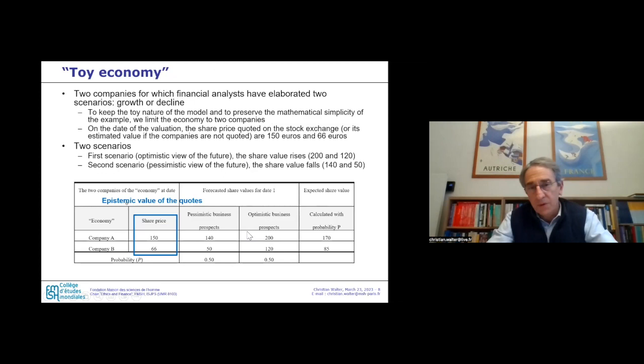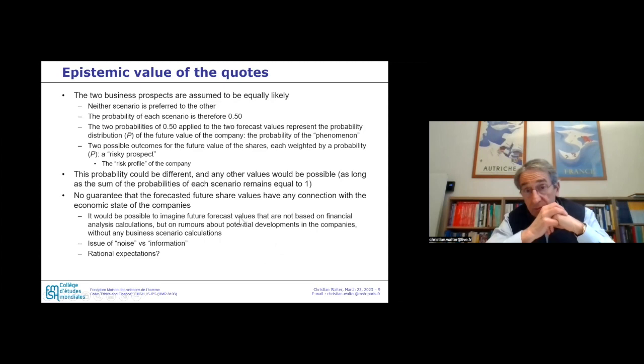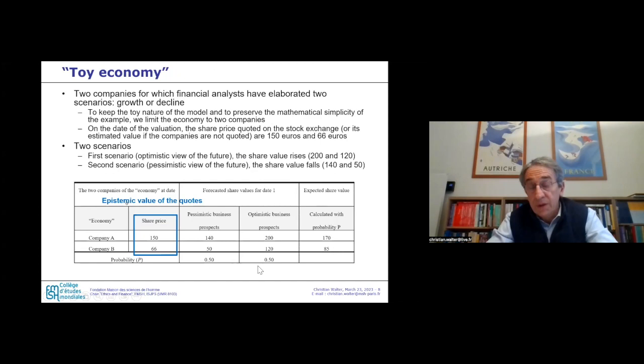This probability could be different, and any other values would be possible as long as the sum of the probabilities of each remains equal to one. So it would be possible to have 60-40 or 20-80. At this stage, it's not very important. What is important is the relation between the epistemic value and the probability. If, for example, the probabilities were 40-60, it would be another kind of share price and another kind of epistemic value.